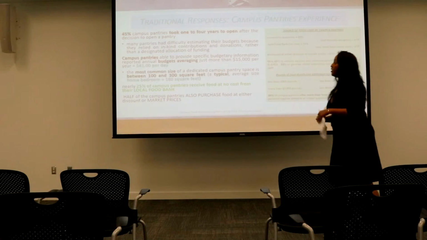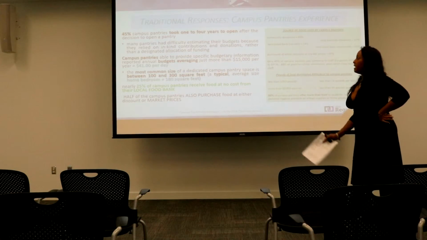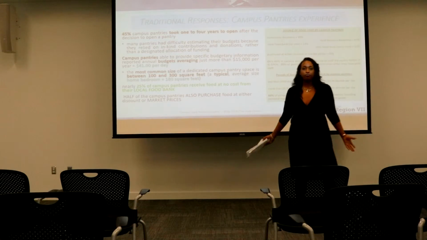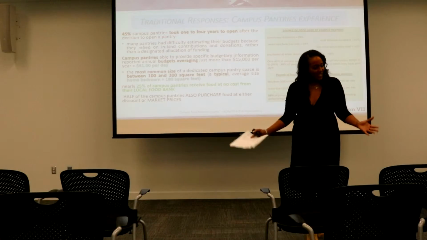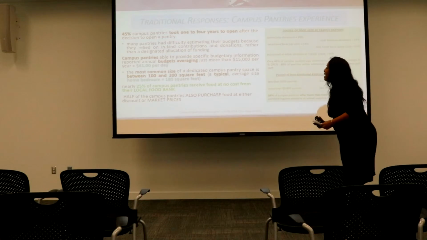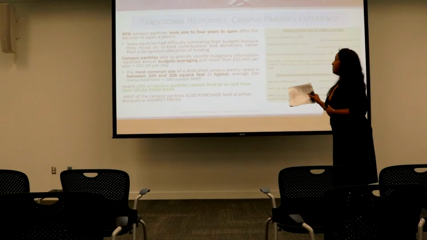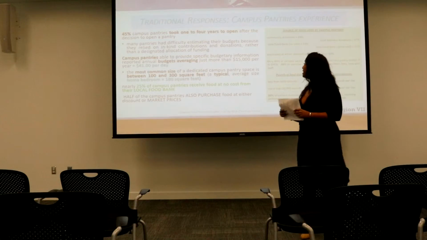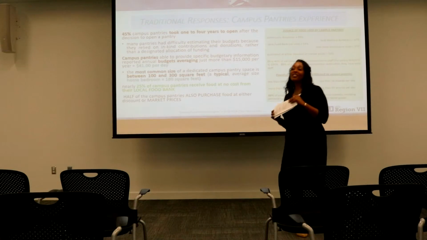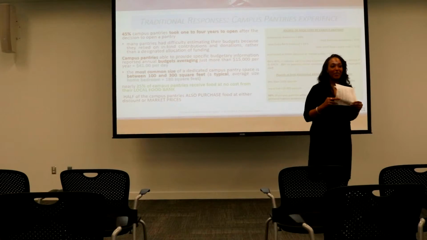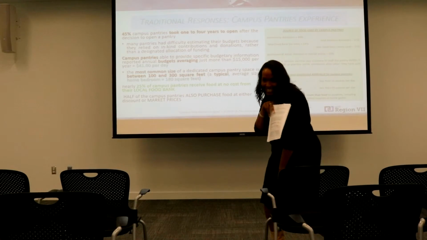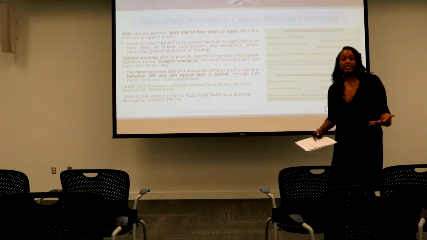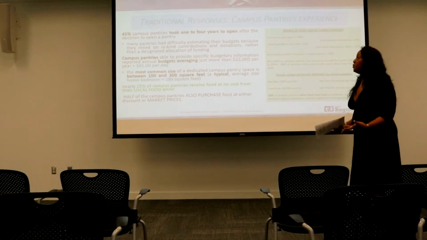It's cool. Many pantries had difficulty estimating their budgets because they relied on in-kind contributions and donations rather than allocating funding. You're not alone. None of us really know how much we donate. It's okay. But the campus pantries that were able to provide specific budgetary information reported annual budgets averaging just more than $15,000 per year. That's only $41 a day. I know people who spend $41 a day at Starbucks. All these Starbucks cups in here. So I'm just saying, when people start saying to you, I can't do it, you really can.